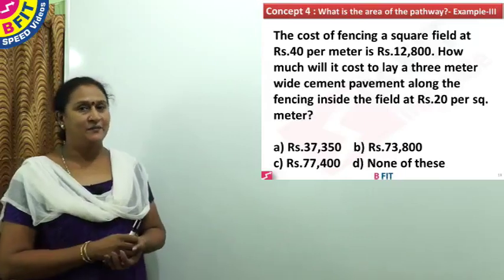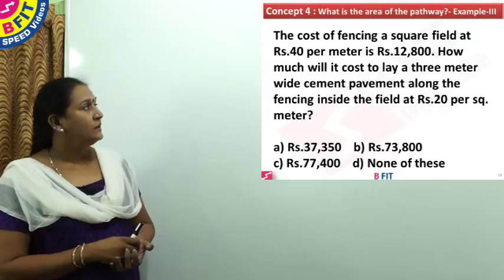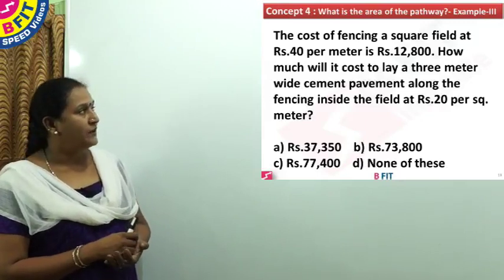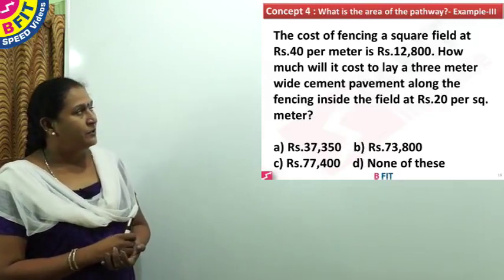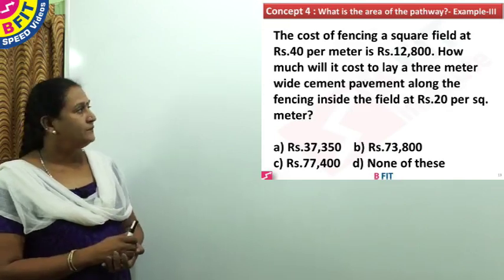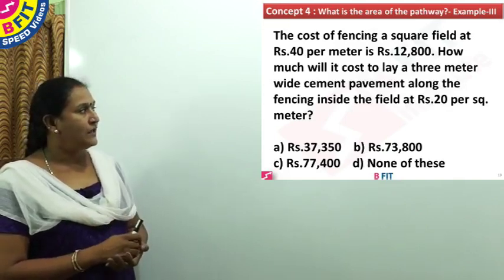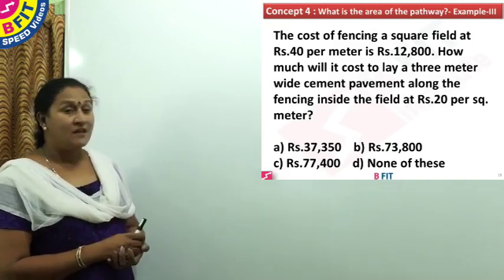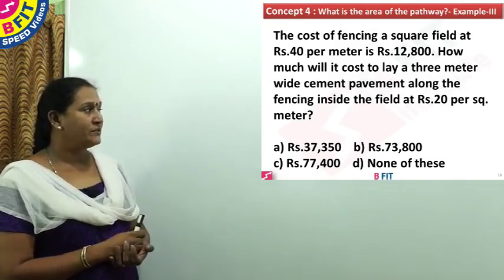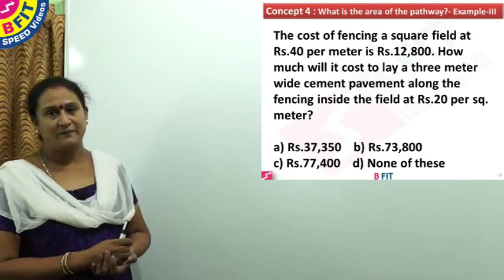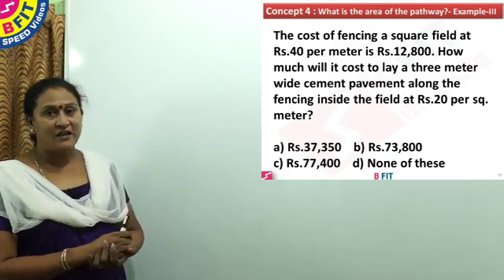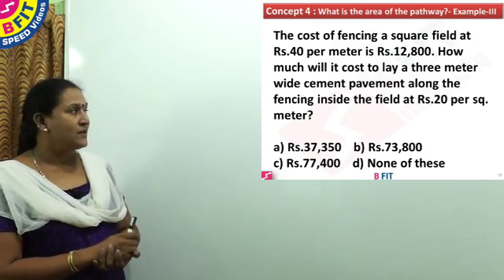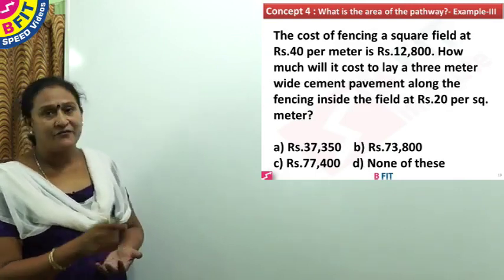So the next example. The question is: the cost of fencing a square field at rupees 40 per meter is rupees 12,800. How much will it cost to lay a 3-meter wide cement pavement along the fencing inside the field at rupees 20 per square meter? So here we are asked to find the cost for the cement pavement inside the square field.